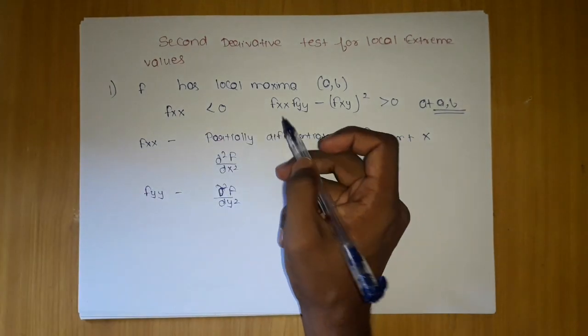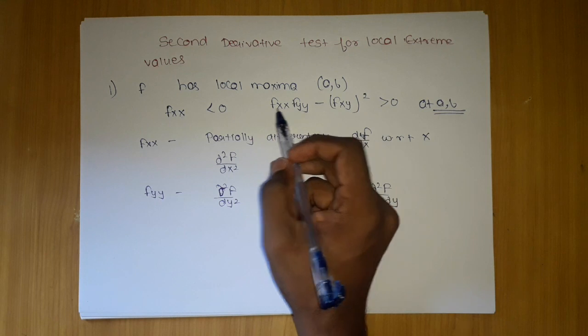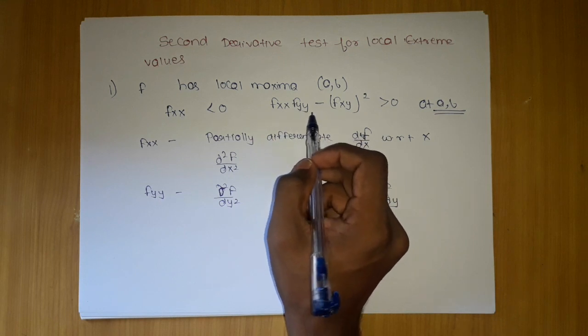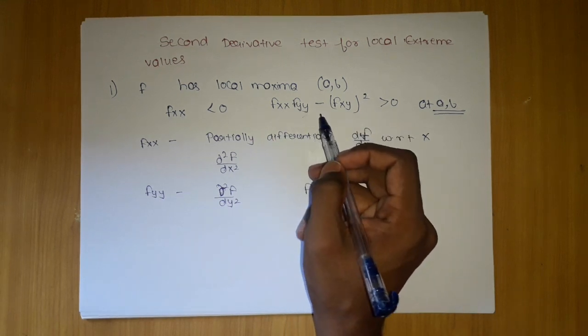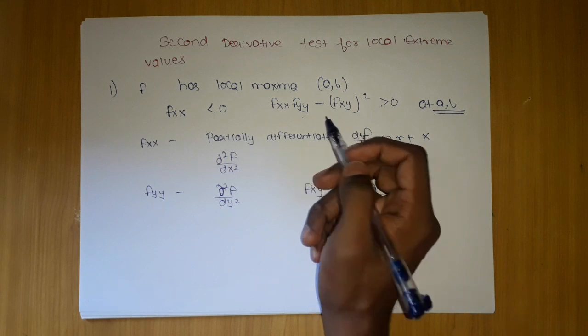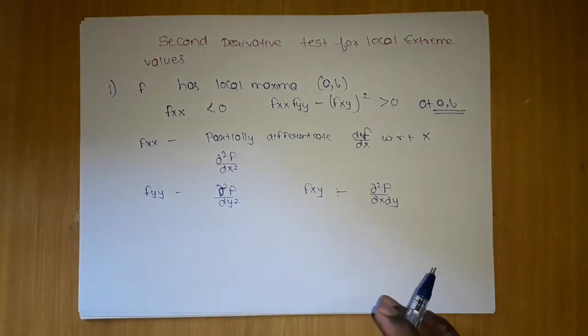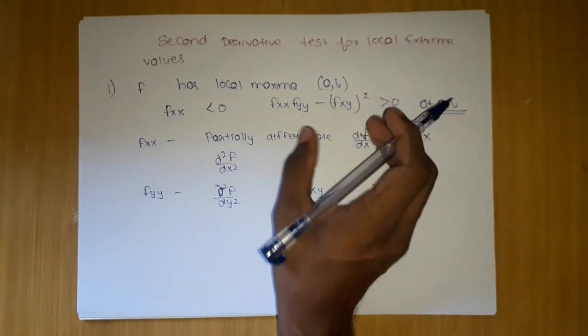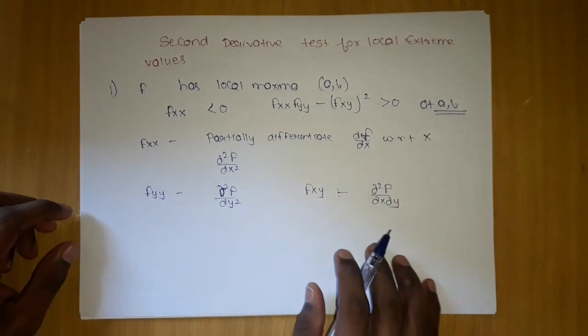Then what we will do: f double x into f double y minus f of xy the whole square is greater than 0. If this satisfies the condition, after finding all three constituents, then we will say at (a, b) a local maxima exists.